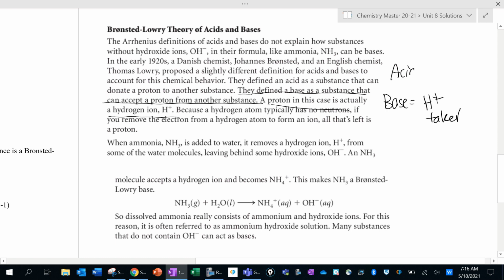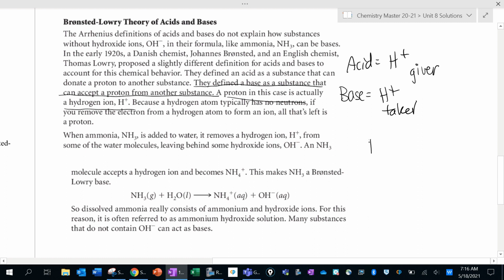whereas an acid is a hydrogen giver. And sometimes we use this technique to remember which is which. If you think BAD, it is bases accept, acids donate hydrogens. So bases are hydrogen takers, acids are hydrogen givers.